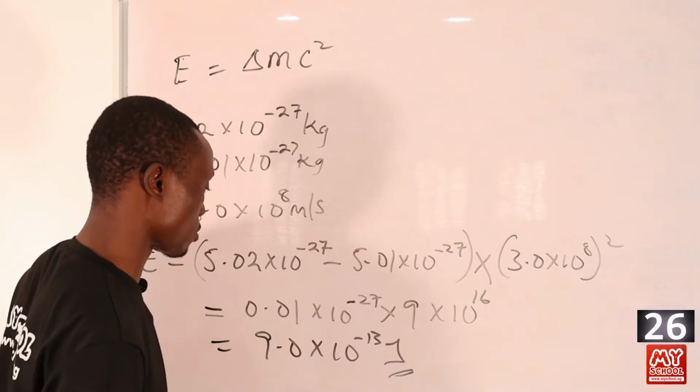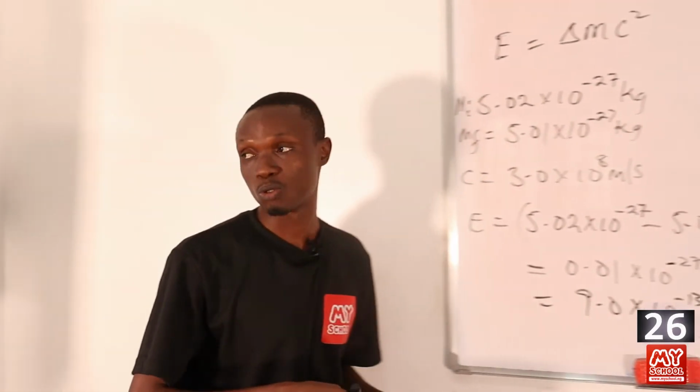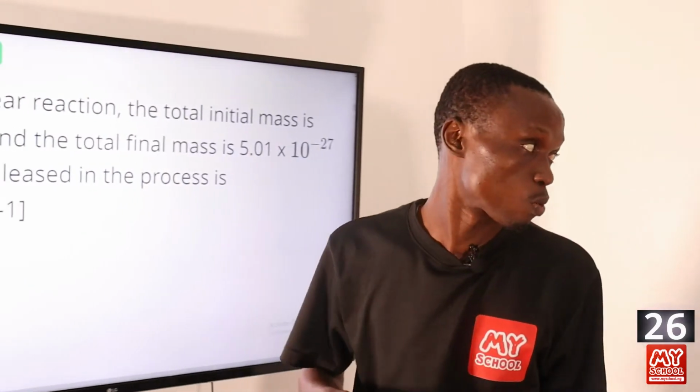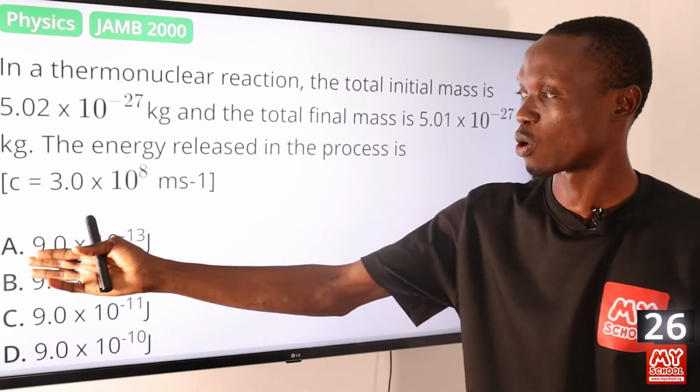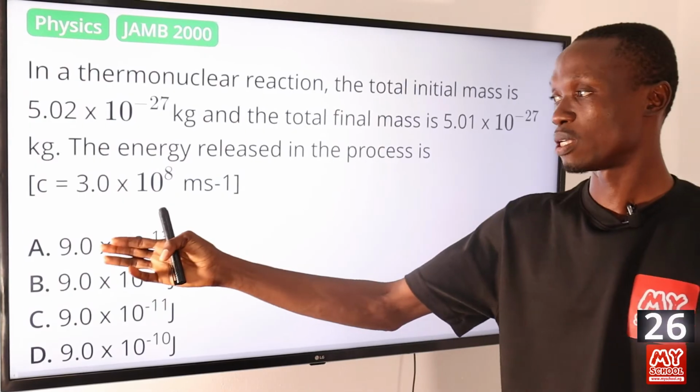So let's return back to the screen to pick the correct option to this question. From our calculation, we got 9.0 times 10 raised to power minus 13 joules, and that agrees with option A. So that makes option A the correct answer to this question.